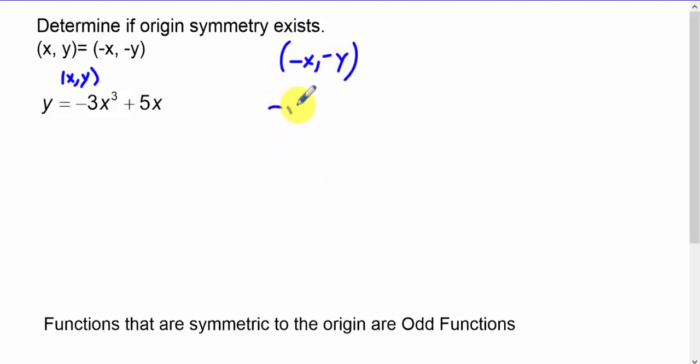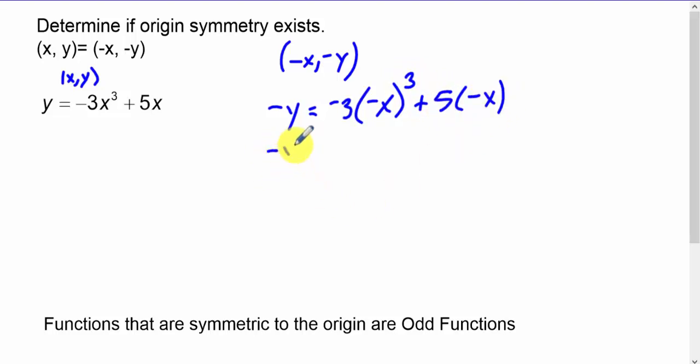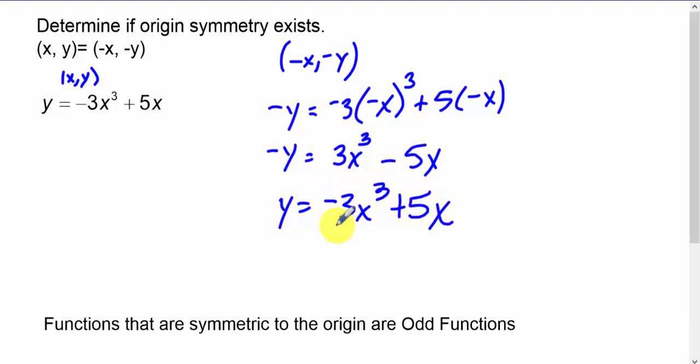So let's make our substitutions. I put a negative y here, put a negative 3 and a negative x for every x that I see. Go ahead and simplify this a little bit. This goes to a negative, and a negative is a positive. This goes to a negative 5x. Sorry, I forgot the cube. And now multiply by a negative 1 to both sides. Negative 3x cubed plus 5x. Hey, there we go. They're exactly the same. So this is origin symmetric and thus odd.